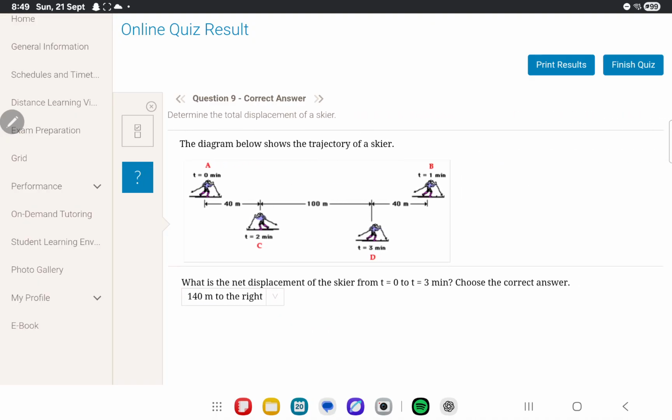Question 9. What is the net displacement of the skier from t equals 0 to t equals 3? So for net displacement, I'm only concerned about the initial point relative to what they give me, right? So t equals 0 is here and t equals 3 is here, right? So how much did he travel from here to here? 40, 100, 140 meters, right? And what's his direction? He's facing right. So he's facing this direction, so to the right.